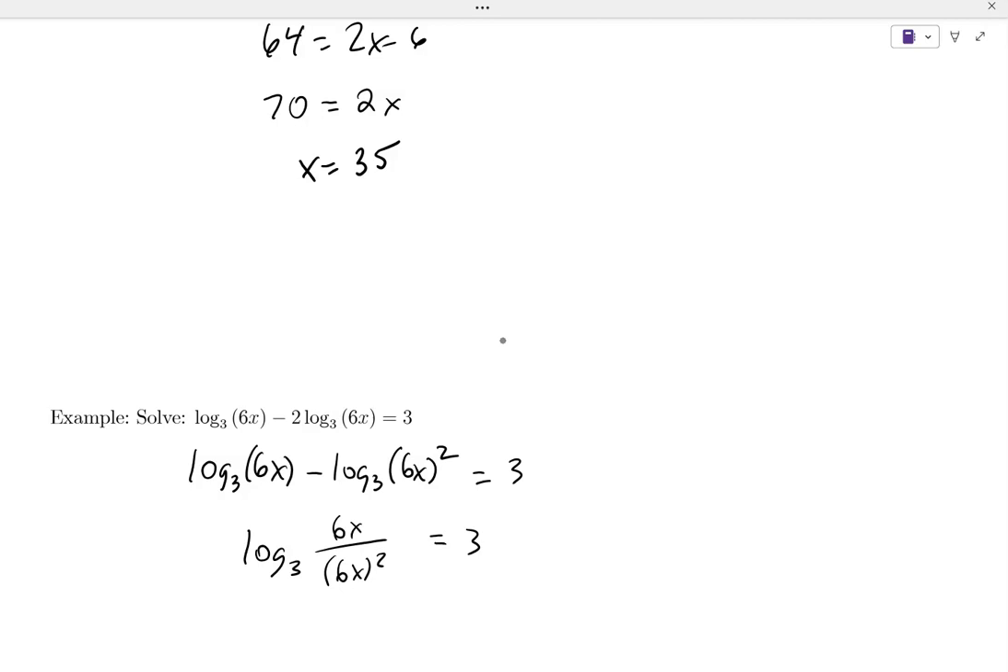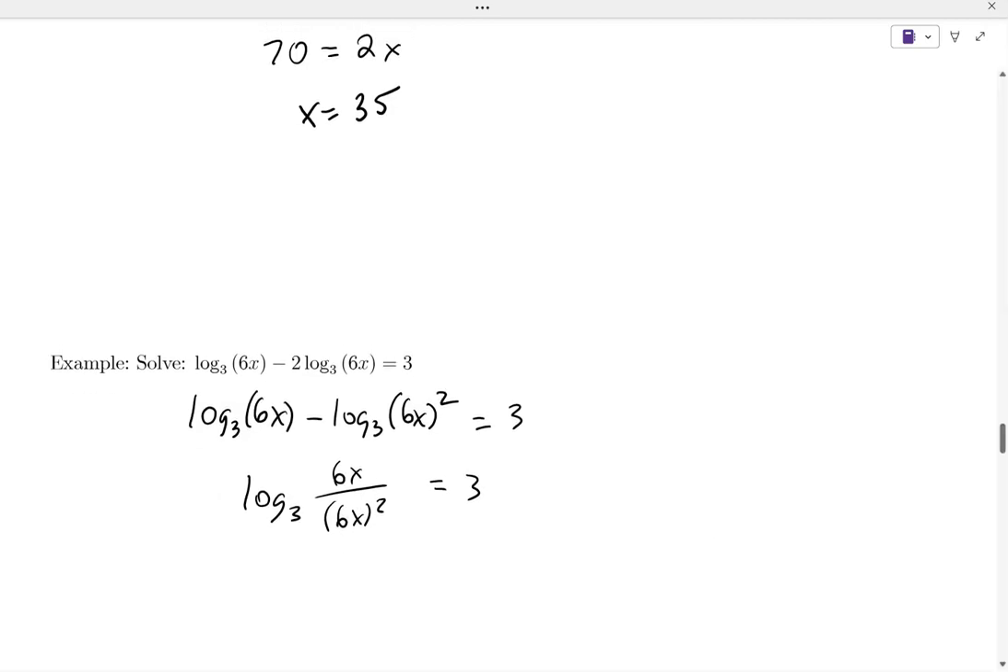Any simplifying you can do on the inside? We got a 6x on top and a 6x squared on bottom. Any cleaning up you can do there? This is 1 over 6x, right? And cancel.